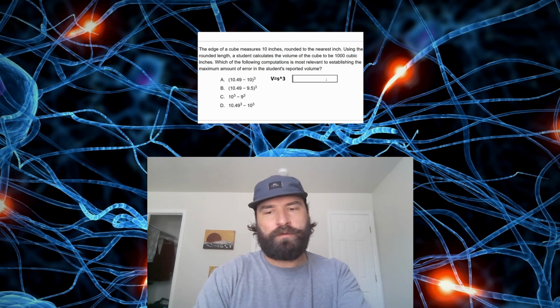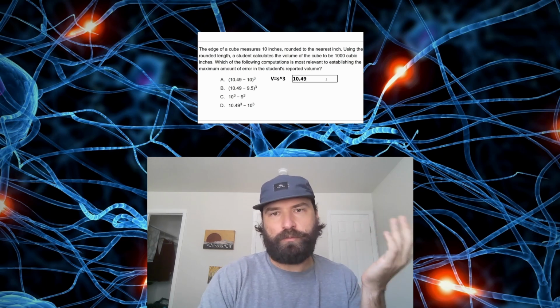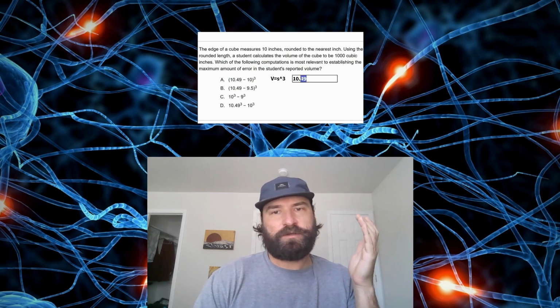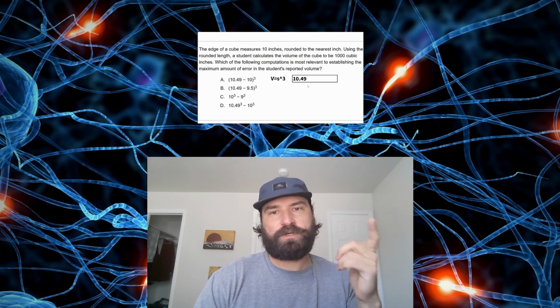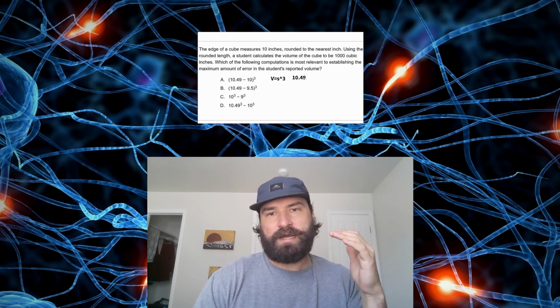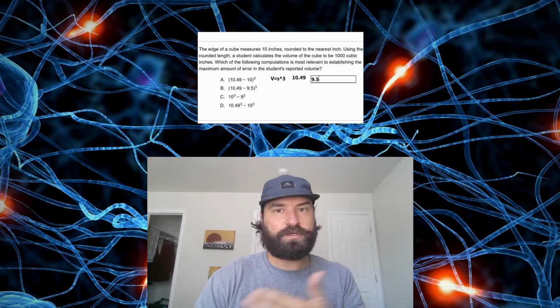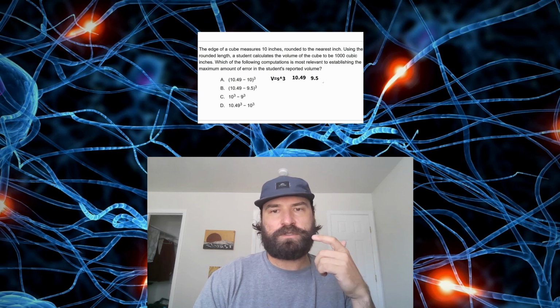Well, the largest one would be 10.49999 repeating, right? If it's 10.5, you round up to 11, so 10.499 repeating is the biggest we could possibly make that and still round it down. And the smallest value that would round up would be 9.5000, right? If we have 9.5, we round that up to 10. So those are the two most extreme values that we could use in this circumstance.